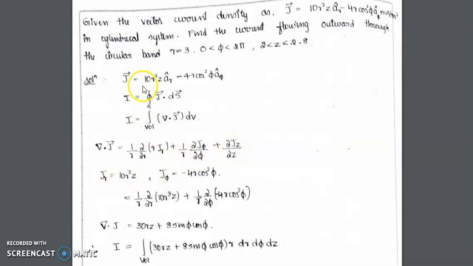What is JR? Here, if you see this equation, JR is 10R square Z and J phi is minus 4R cos square phi. But the JZ component is 0. So if you substitute this in the equation, you will get 1 by R into dou by dou R of 10R cube Z, plus 1 by R into dou by dou phi of minus 4R cos square phi. After differentiating with respect to R and phi, you will get 30RZ plus 8 sin phi cos phi.